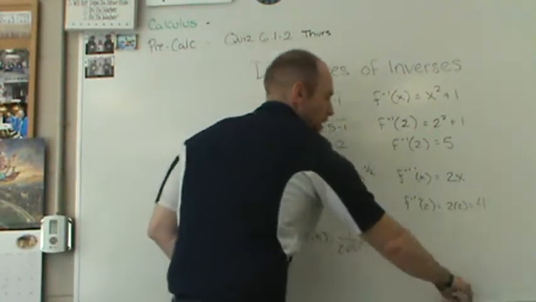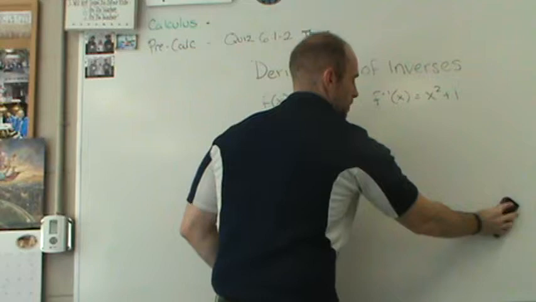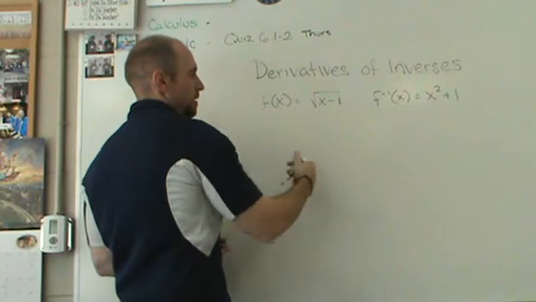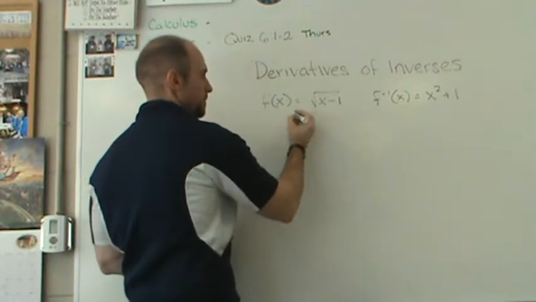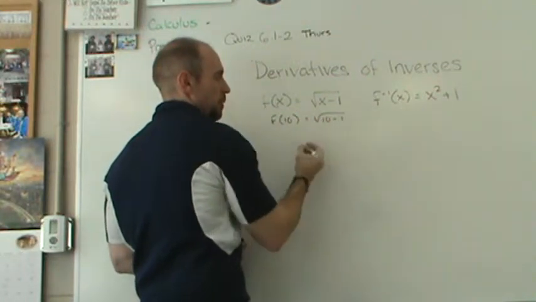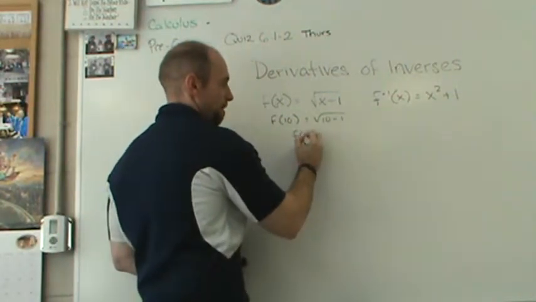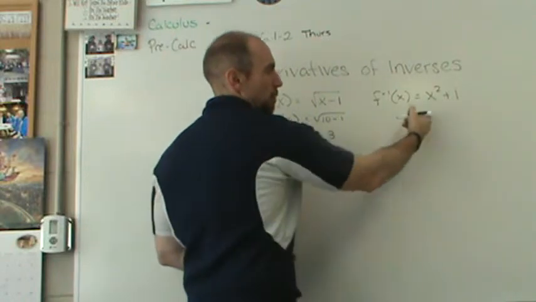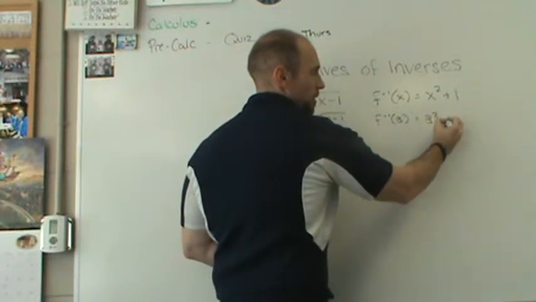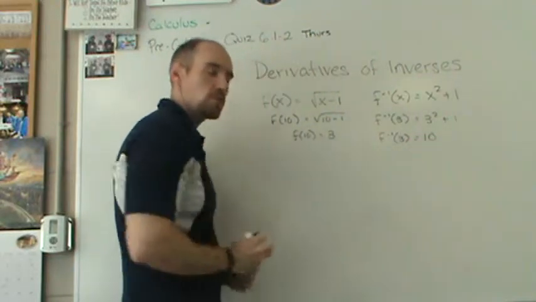Let's take a look at another point real quick. Okay, so let's try 10. If we put 10 in here, we know we're going to get 10 minus 1, which is 9. Square root of 9 is 3. So if I put 3 in here, I get 3 squared plus 1, which gives me the 10. So these are going to be our corresponding points.